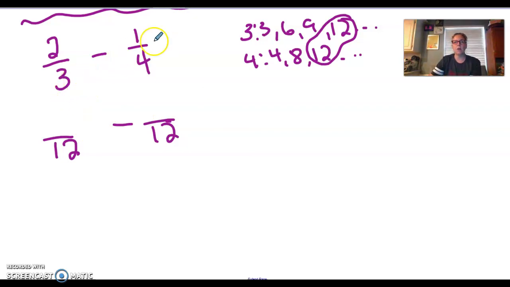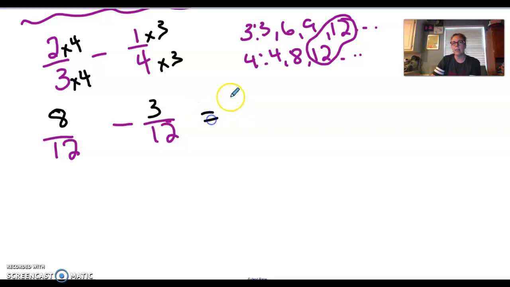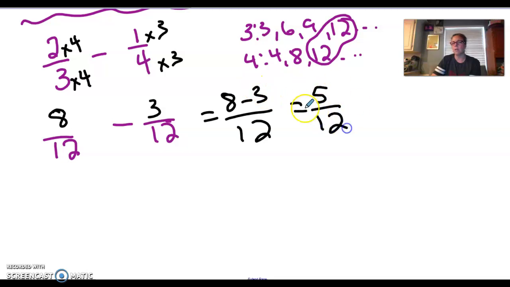But then we have to do, okay, 3 times what gives me 12? Well, 3 times 4. We have to do the same up here. Then 2 times 4 is 8. This is just an equivalent fraction. 4 times 3 gives me 12, so 1 times 3 gives me 3. Now I can subtract, and this becomes 8 minus 3 over 12, 8, 7, 6, 5 twelfths, and it's already simplified, so we don't have to simplify it anymore.